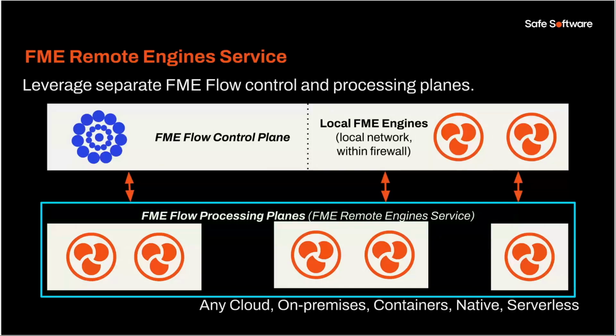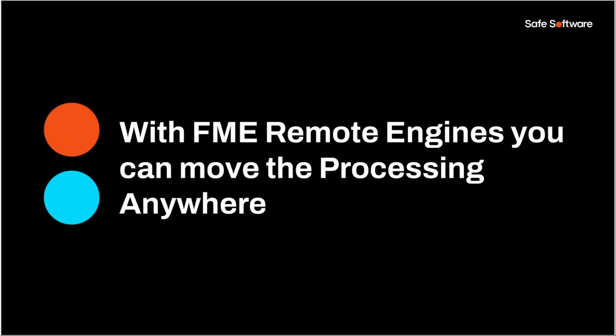But now what we've really added, as you can see in the bottom part, is that you can add processing planes where you can move remote engines anywhere. You see in the bottom one there, 3 processing planes. You have 2 engines in one and one engine in another. And of course, in each of those processing planes, you can have as many engines as you want. It's FME Remote Engines Service. So you can have them scale up, scale down, and now you can put those absolutely anywhere. So super exciting. That's really what it's about.